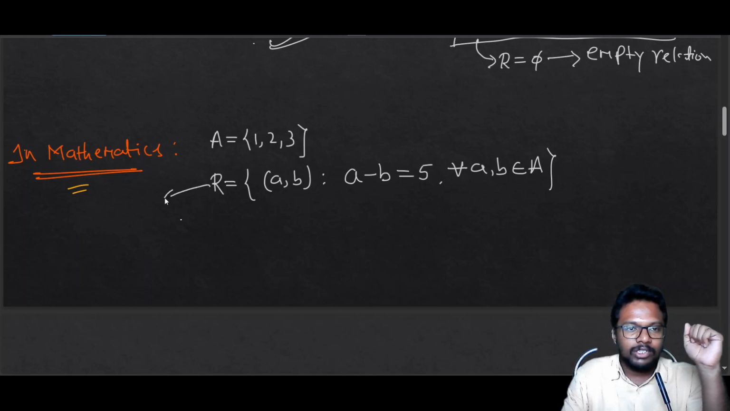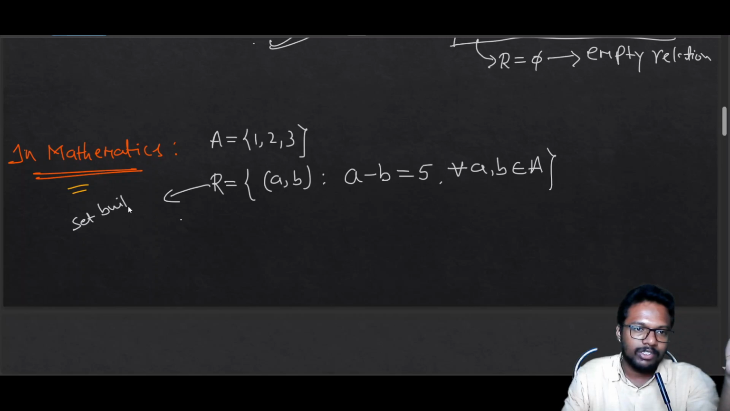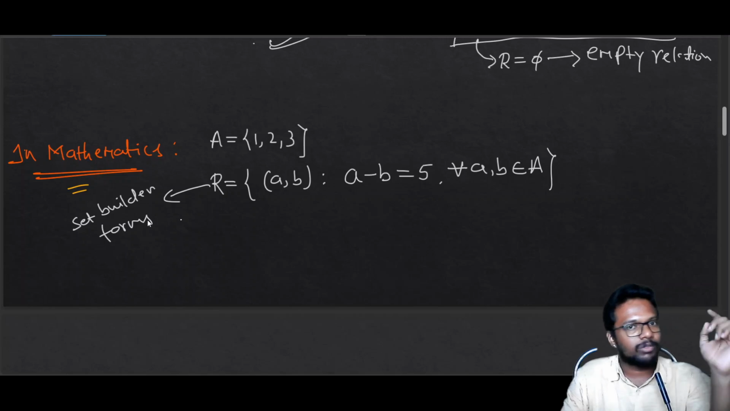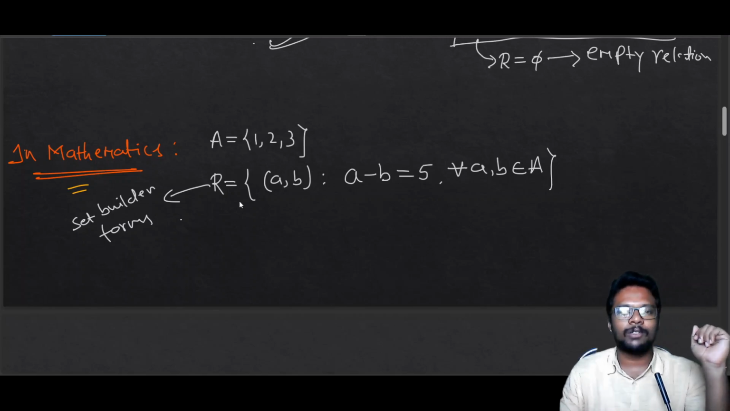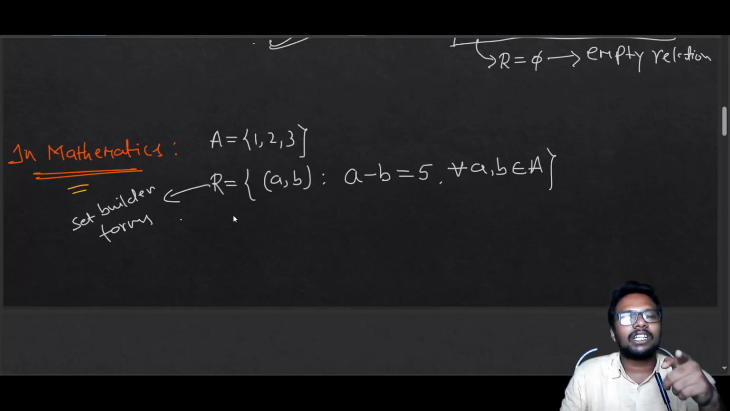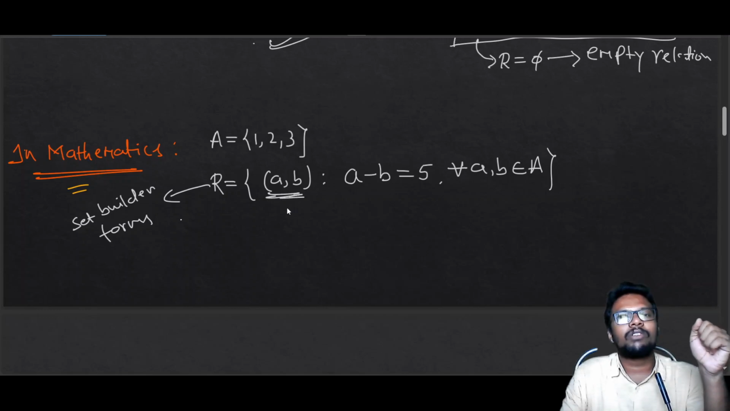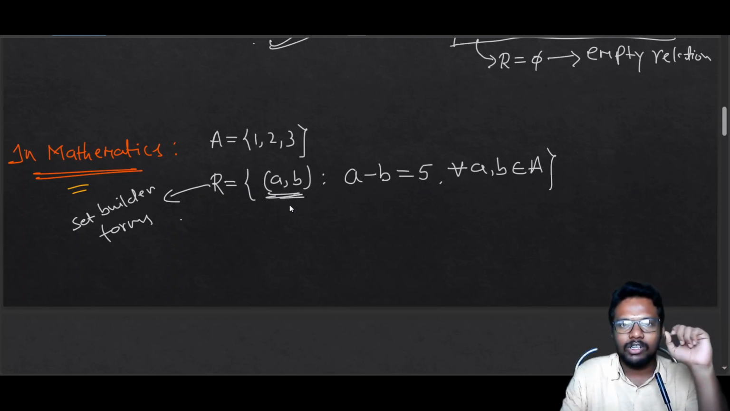This R I have created now is a representation in set builder form, which I have already discussed. These forms we already studied in the sets chapter. Here the set R is in set builder form, and there is a relationship between a and b, because I represented it as an ordered pair (a, b).